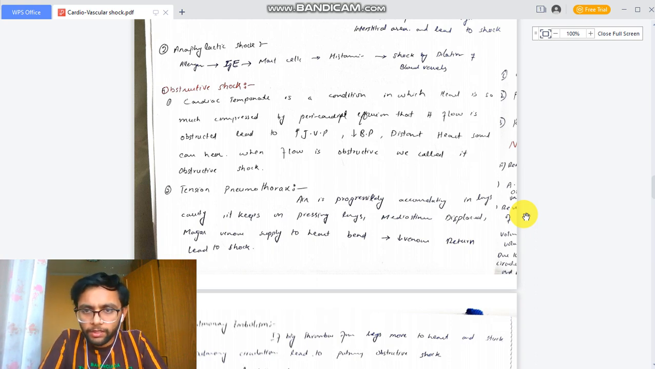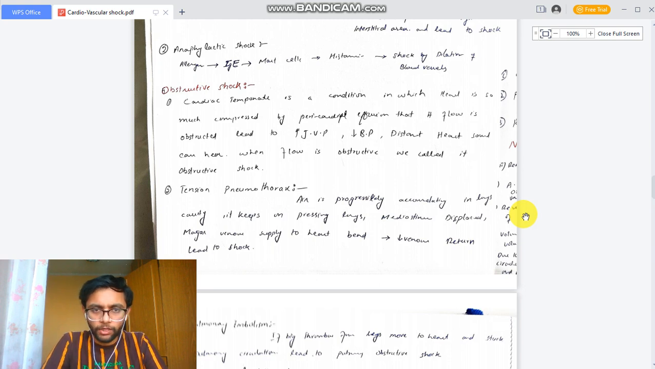Cardiac tamponade is a condition where the heart is so compressed by the pericardial effusion that its flow is obstructed. This leads to increased JVP, increased jugular venous pressure, decreased blood pressure, and distant heart sounds. This is called obstructive shock. When the heart cannot relax properly, it cannot accumulate enough blood during diastole. With less blood taken into the ventricle, the back pressure increases in the pulmonary circulation. Increased pulmonary circulation pressure leads to back pressure to the right ventricle, the right atrium, and back to the superior vena cava, leading to increased jugular venous pressure.